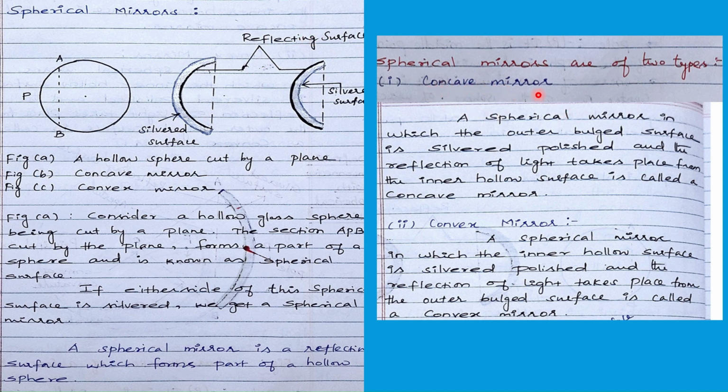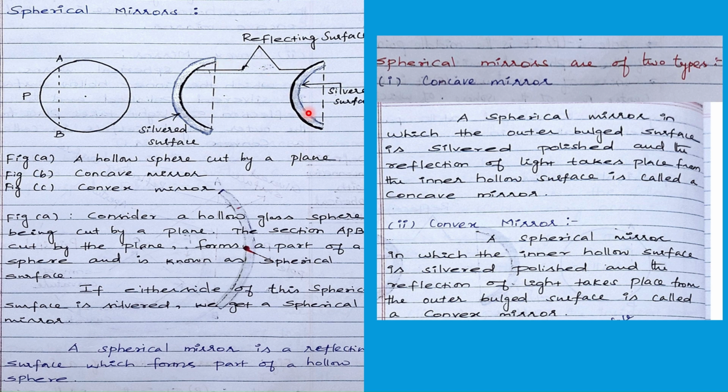First we are going to discuss the concave mirror. A concave mirror is nothing but a spherical mirror in which the outer bulged surface is silvered. You can see the second diagram, figure B. The outer bulged surface is silver polished and the reflection of light takes place from the inner hollow surface. The laser light indicates that the reflection of light takes place from the inner hollow surface. It is called a concave mirror.